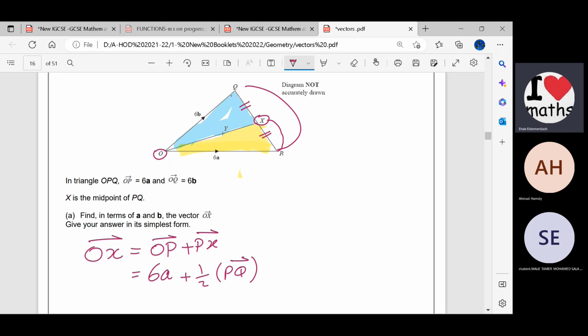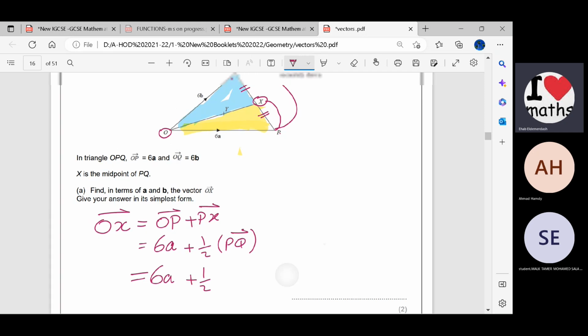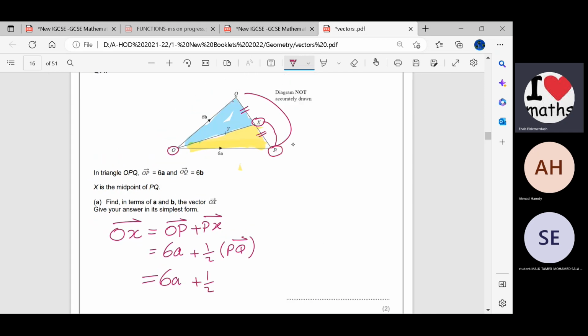Let's think. I need to go from P to Q. Is there any path which can help me reach from P to the point X? Yes, I have. So 6a I will keep, plus half of PQ. As Noura said, I need to move from P to the point Q. How do I have to move? I will go from P to O.